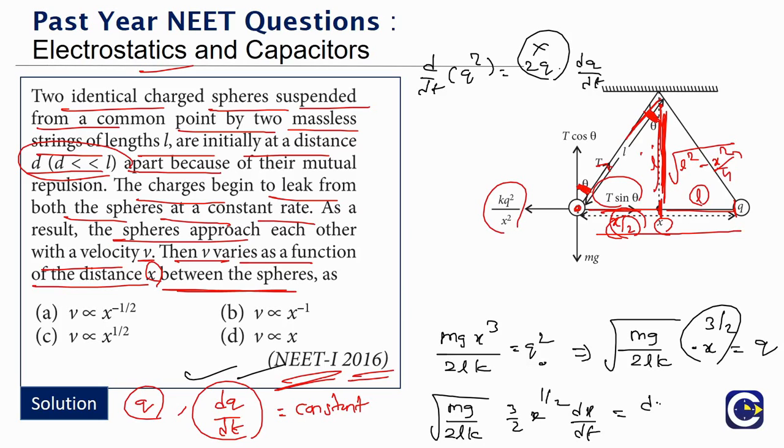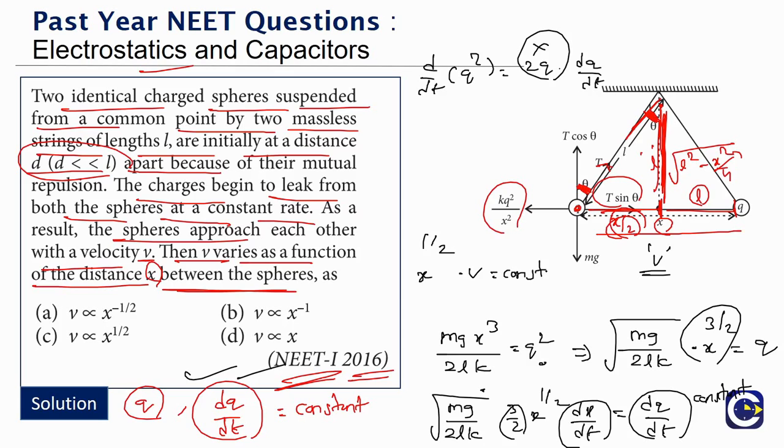That is equal to, on the right hand side, dq by dt. Now this dq by dt is a constant. That is the given information. What is dx by dt? The rate at which the x value is changing, that is the v, because the rate at which x is changing is the velocity of approach for these spheres. So this entire thing is a constant. 3/2 is anyway constant, right hand side is constant. So look at this, x power half into v, that entire thing will be a constant.